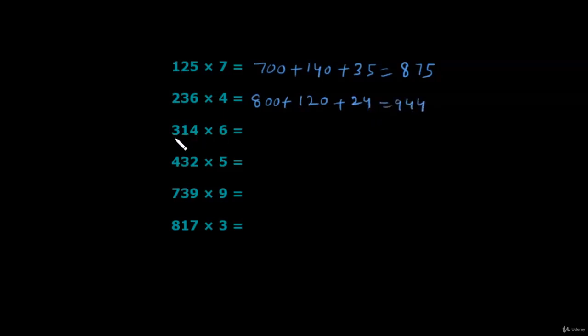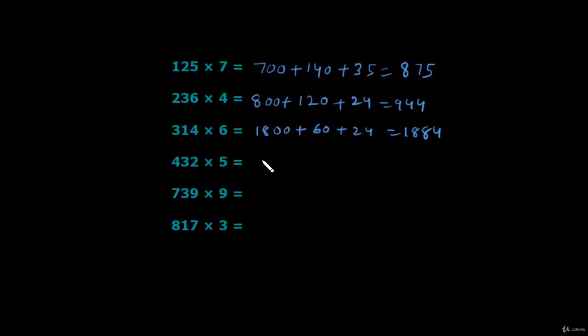6 times 3 is 18. But the place value of this number is 300. So 6 times 300 is 1800. Plus 6 times 10 is 60. Plus 6 times 4 is 24. So 1860 plus 24 is 1884.